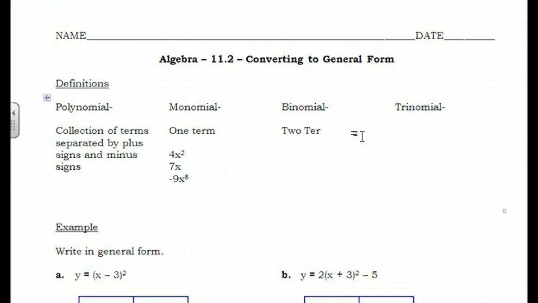A binomial is two terms. So 4x squared plus 7x, or negative 9x to the power of 8 minus 3x squared. A trinomial is three terms. Now, most of the quadratics that we look at in general form would be a trinomial. So x squared minus 8x plus 9. That's a trinomial.